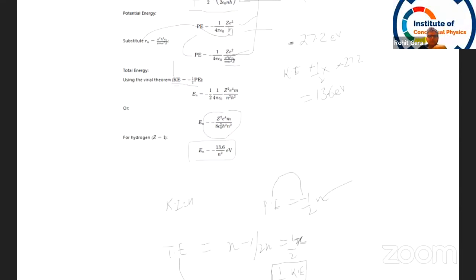If you solve all of this, look at this. Sorry, this is your total energy. The negative sign implies stability. If potential energy is minus 2, then the kinetic energy is plus 1. So total energy remains negative.